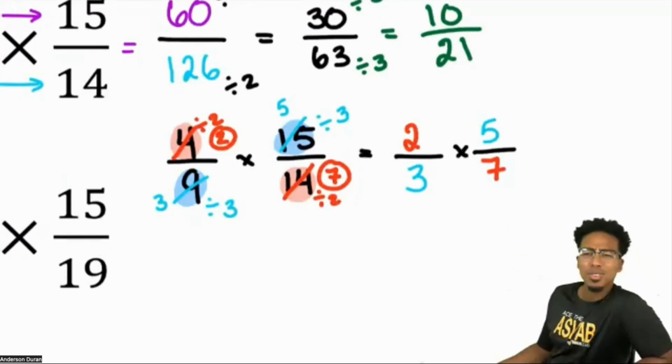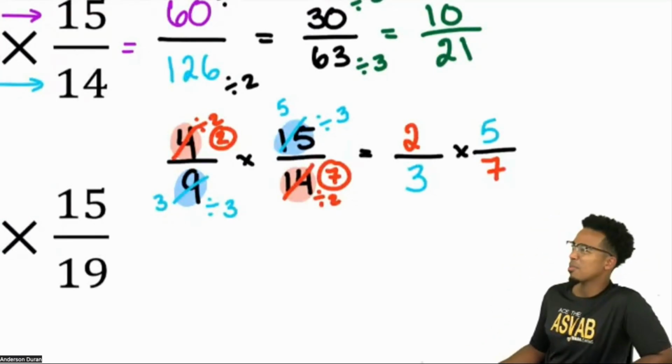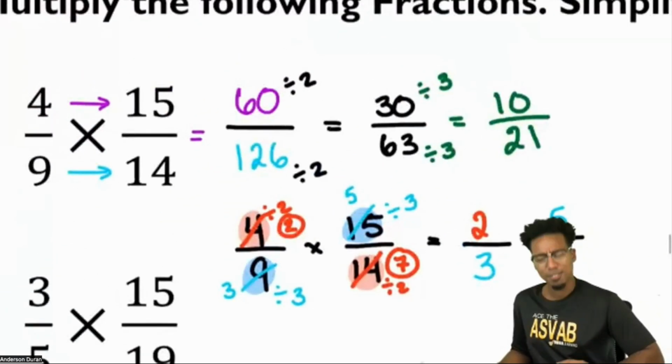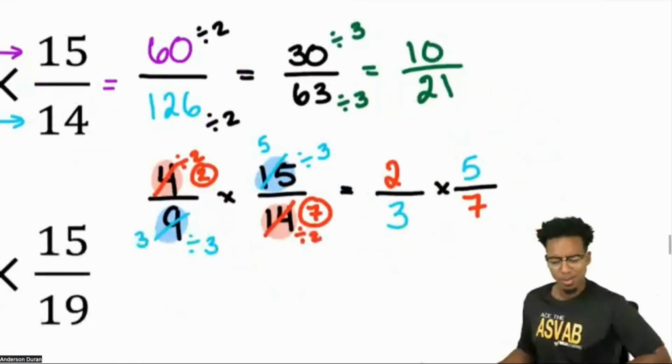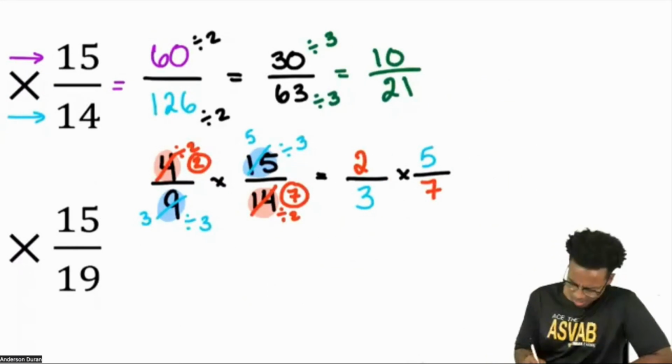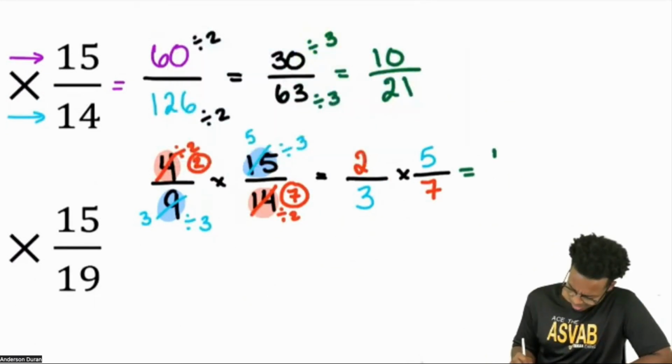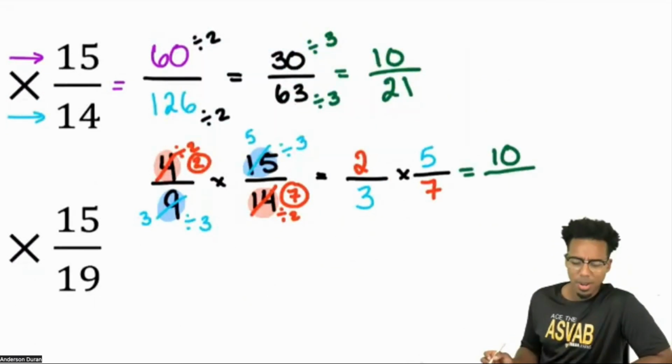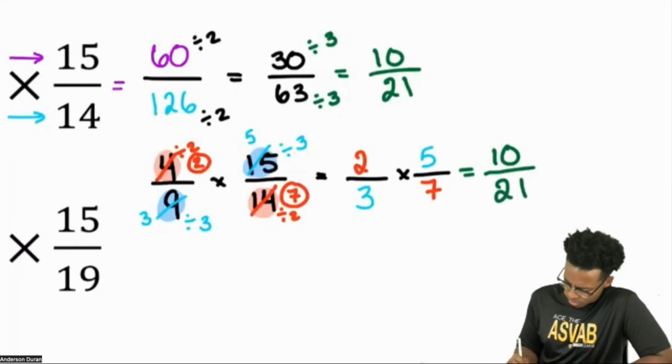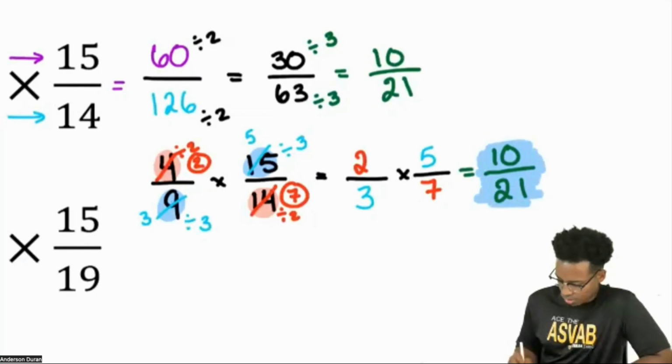So everybody, what's 2 times 5? That's so hard, right? That's a lot harder than 4 times 15. What's 2 times 5, everybody? Oh, okay, that's going to be 10. And what is 3 times 7, everybody? Oh, man, that was so hard.